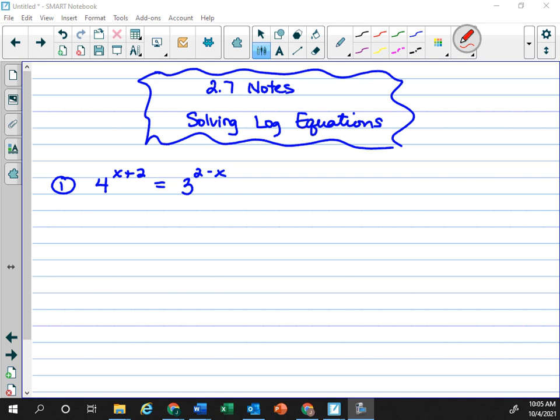All right, so you try to make the bases match. Can I make 4 and 3 match? No, not in any sort of easy, simple way. So we have to have a different approach when your equation looks like this.